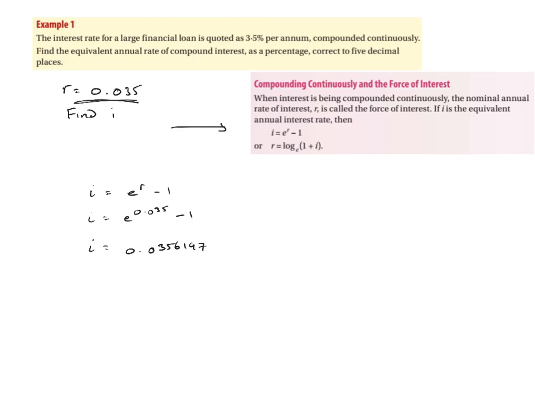And that's it. Hopefully this all makes a bit of sense. As I said, you do not need to know the proofs for this. You just need to be aware of what F is equal to, PERT, and you need to be able to use that. You also need to know these two formulas here.